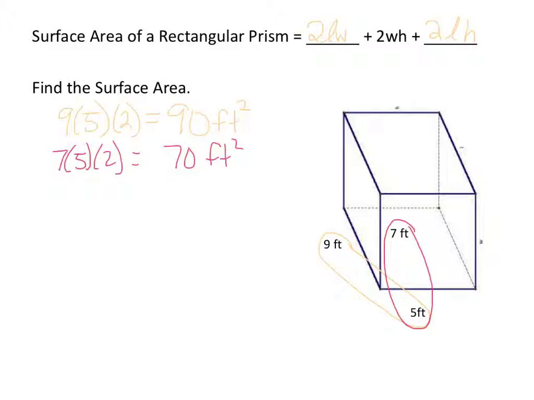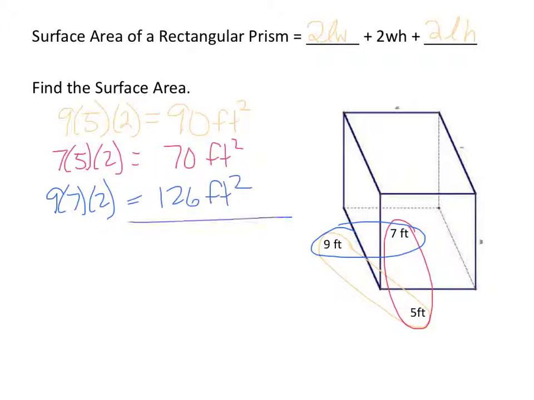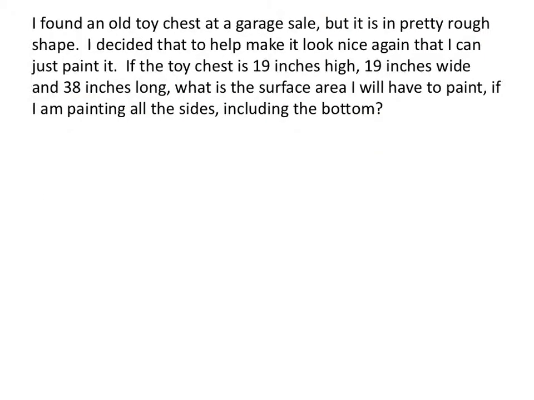And then lastly, we have to do what we haven't done yet, which is 9 times 7. So we have 9 times 7 times the 2 faces. So we have 63 times 2, which gives us 126 feet squared. And now we're just going to add them all up and find the sum. So we have 126 plus 70 plus 90, and we get a total of 286 feet squared. So why don't you go ahead and pause the video and try this problem out on your own and see how you do.